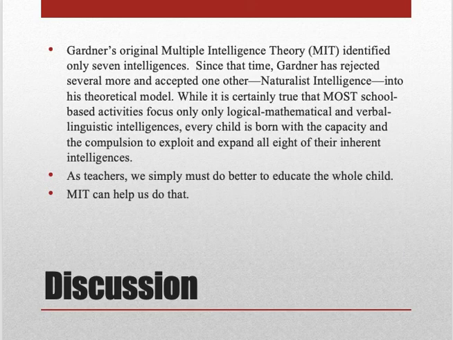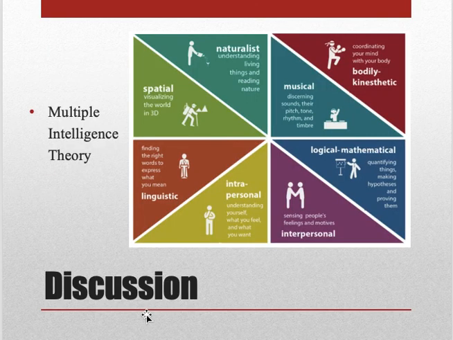So then we would talk a little bit about how Gardner's original multiple intelligence theory identified only 7 intelligences. Naturalist intelligence was very recently added. And all teachers really just have to do better to educate the whole child, remembering that there are really 8 separate facets of everyone's intelligence, and only working on things like mathematical, logical, and linguistic intelligence is a disservice to our children. There's a whole child here that needs to be educated.